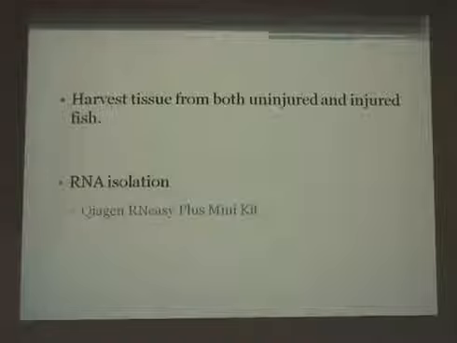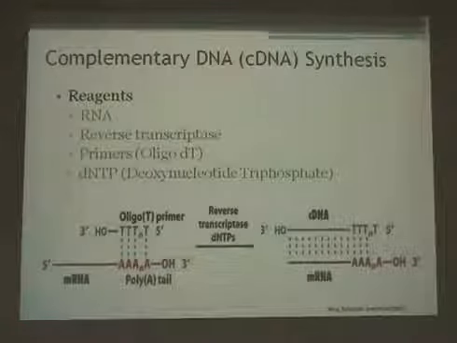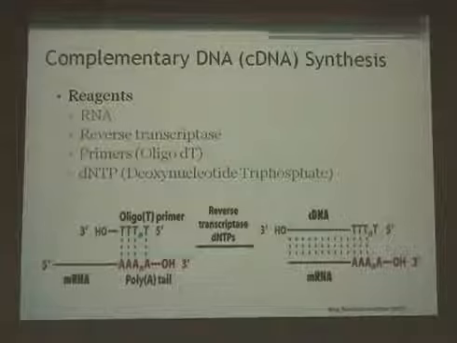We did the RNA isolation by using a minikit called the Qiagen RNeasy Plus minikit. This kit has a series of buffers that allow us to separate the RNA from the other proteins and molecules that are found inside the cells. However, RNA, as many of you might know, is a very unstable molecule. It can degrade really easily.